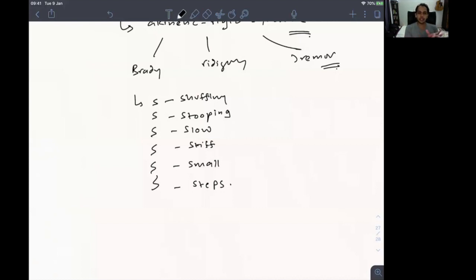And if you ask the patient to turn around, they will not be able to turn around quickly. They will be turning slowly. So they will be taking multiple steps to turn around, and they'll be turning around the whole body. They can't turn just the upper part because of stiffness. So that is called en bloc turning. So these are all the features of Parkinsonian gait.